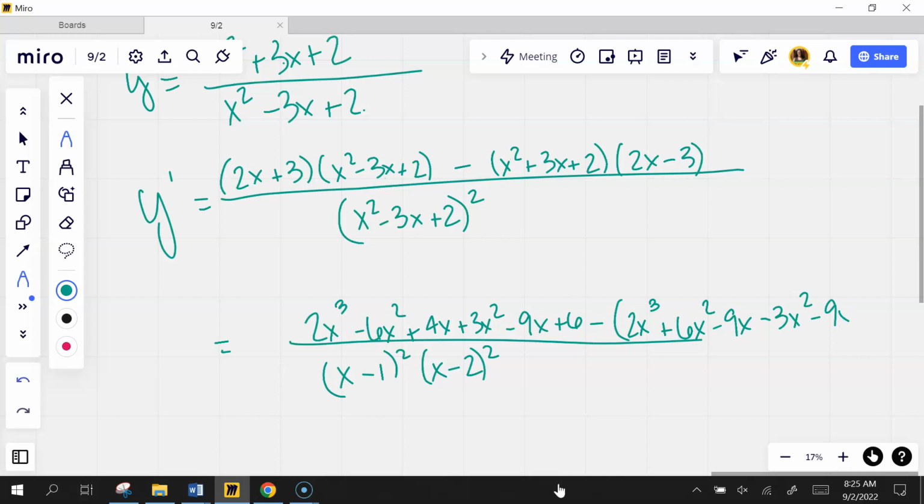What am I doing? Let me take the 2 to everybody. This should be plus 4. Now I'm going to take the negative 3. Minus 3x squared minus 9x minus 6.